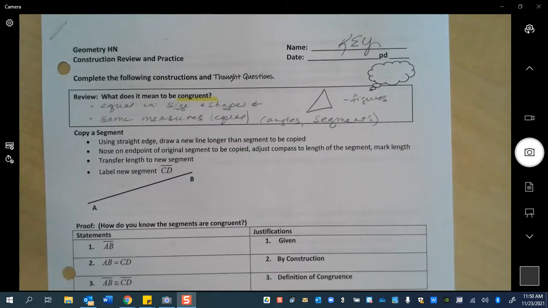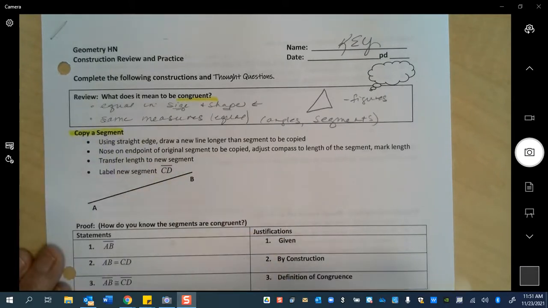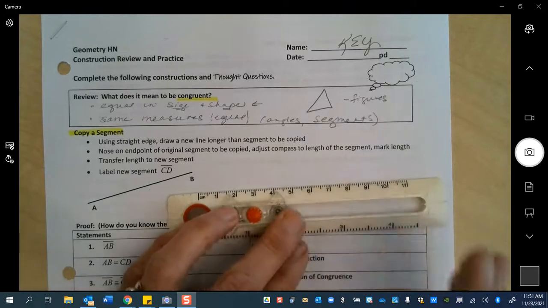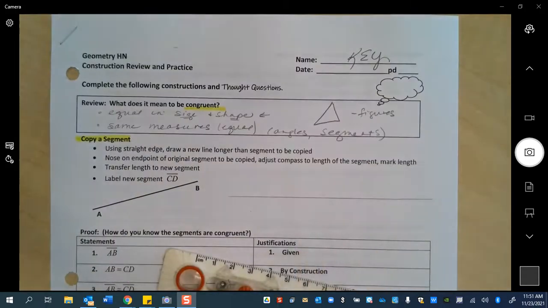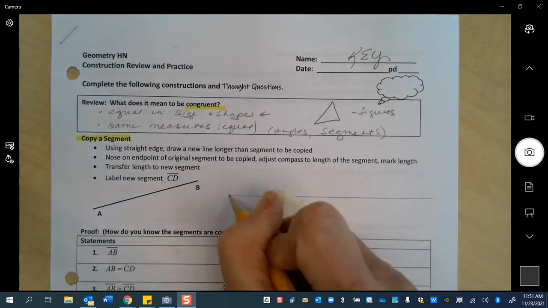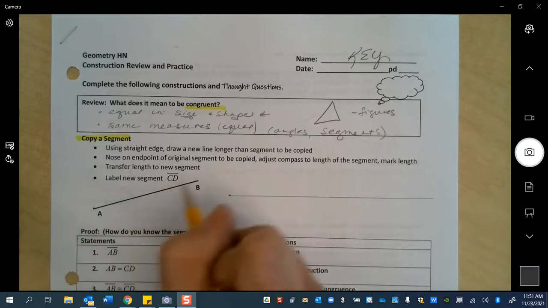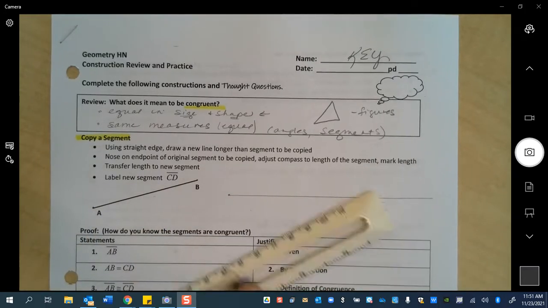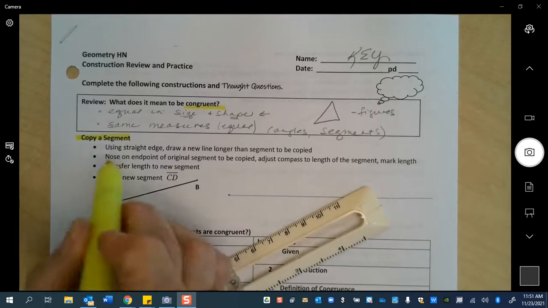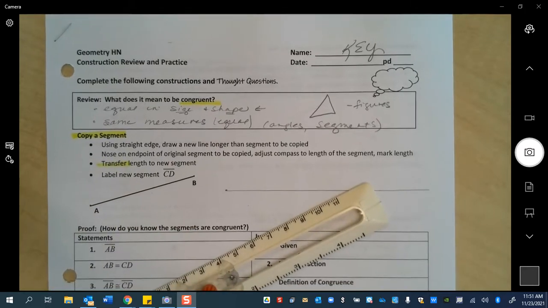All right, our very first construction was copying a segment. When we copy a segment, the first thing we're going to do is use our straight edge to draw a new segment, and we're going to make sure that segment is longer. Give yourself a clear endpoint. Then you're going to measure the distance from A to B, and use this compass, and I like this word, transfer. You're going to measure that length and transfer it.